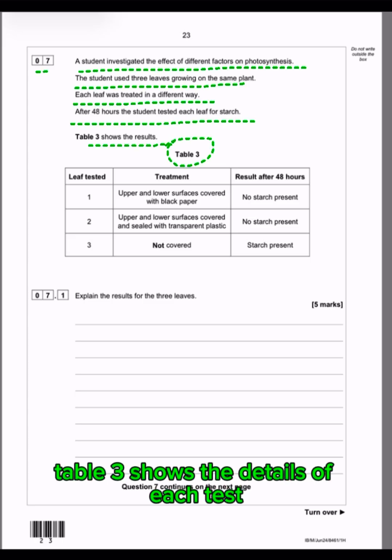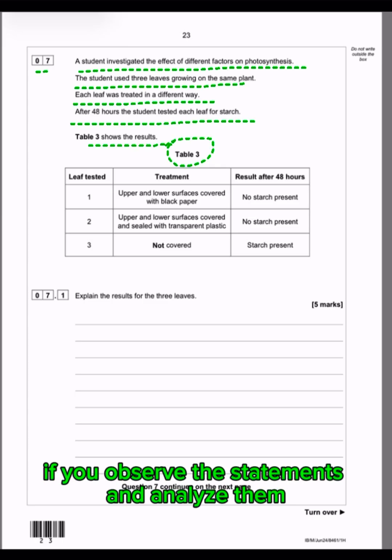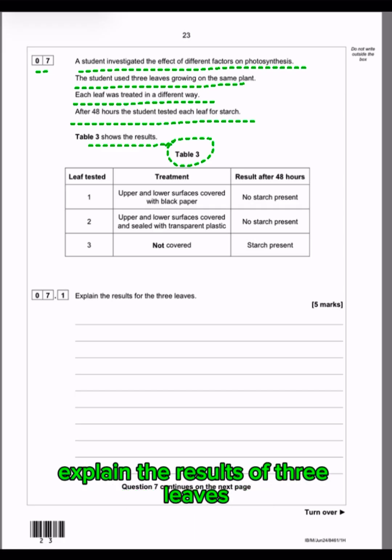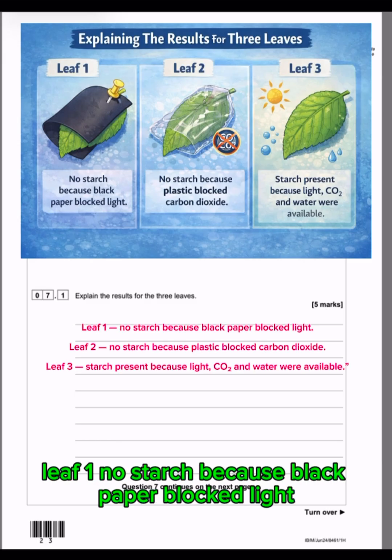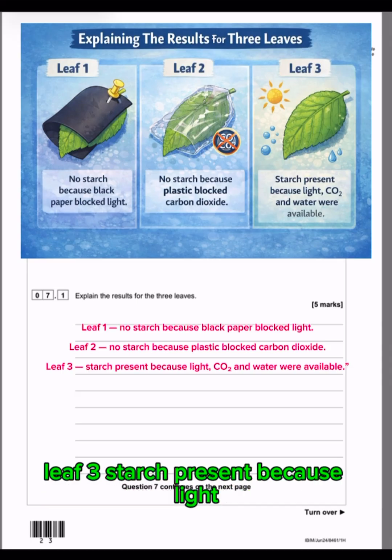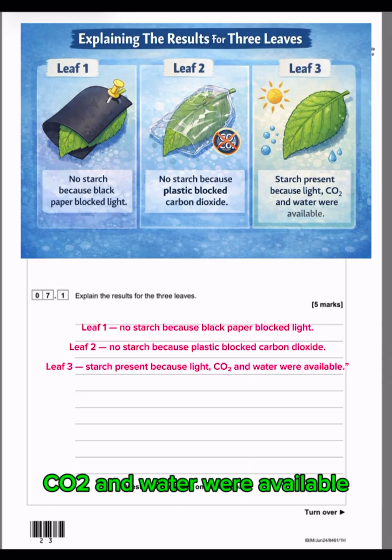Table 3 shows the details of each test. If you observe the statements and analyze them, followed by the answer to question part 7.1, explain the results of 3 leaves. Leaf 1: no starch because black paper blocked light. Leaf 2: no starch because plastic blocked carbon dioxide. Leaf 3: starch present because light, CO2 and water were available.